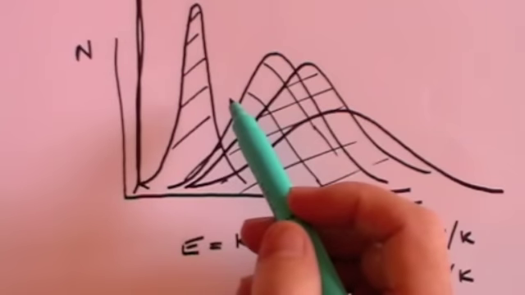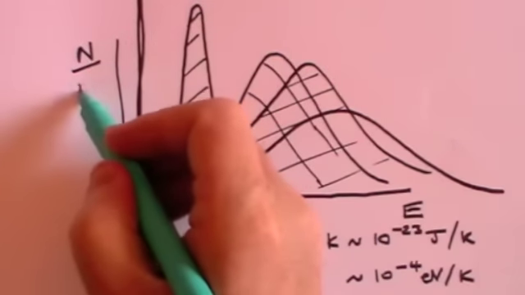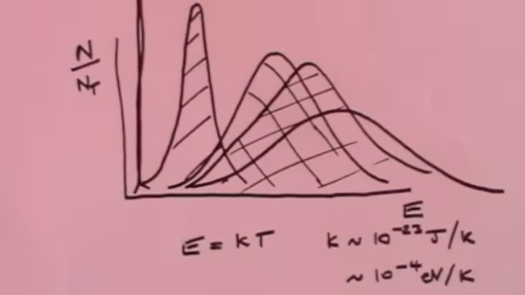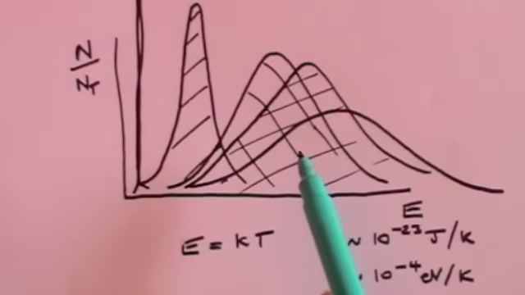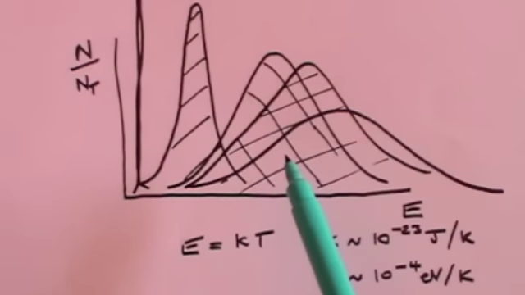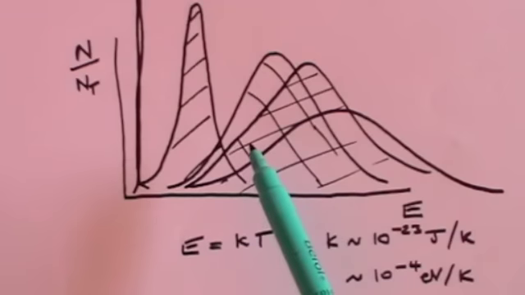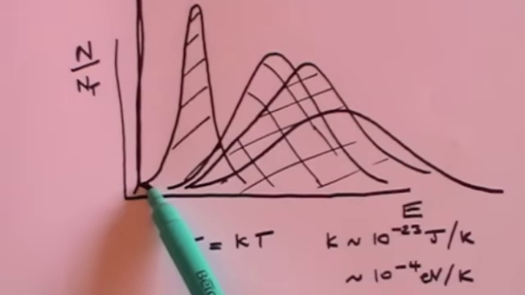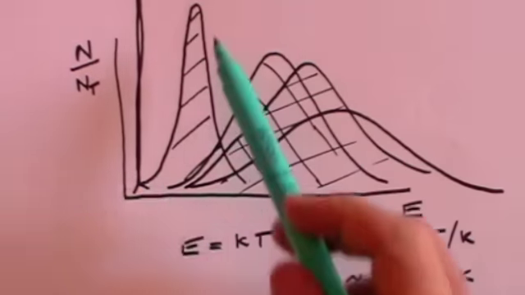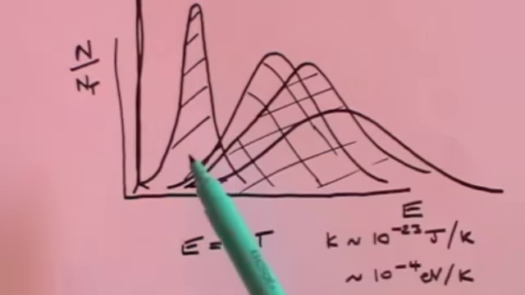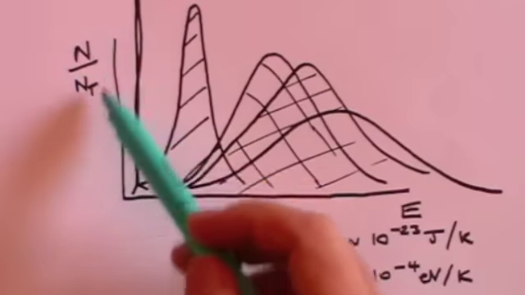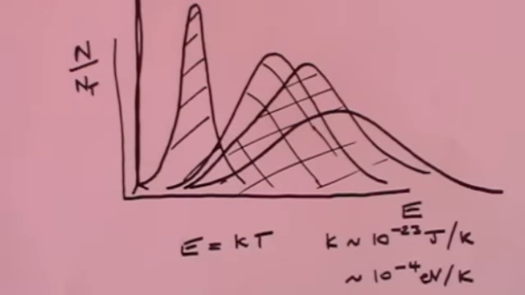Now, if we take this coordinate here, which at the moment is the total number of molecules having a particular energy, if we divide that by the total number of molecules in the room, then these graphs remain the same, but now they show you the proportion of molecules having a particular energy. So a very small proportion have a low energy, a much higher proportion have that energy. And this is also, of course, a measure of the probability of the molecule having a particular energy.